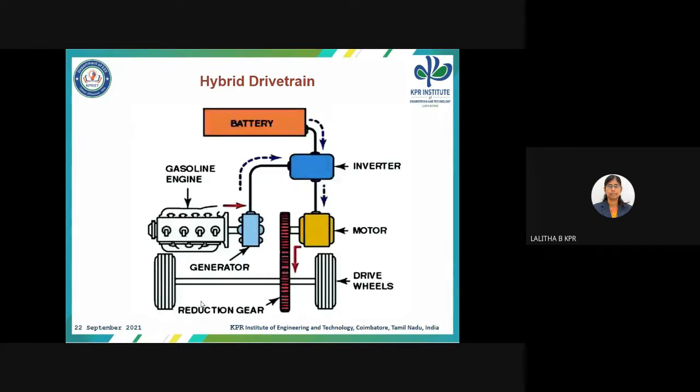Now the series hybrid electric vehicle. In the series hybrid electric vehicle, the motor operates only with the help of the battery. Here the engine and generator are used to generate the power and store it in the battery. So the vehicle is run with the help of the motor only. The electric motor sends the power to the wheels through the power split transmission. The engine and generator carry out the power generation, and it is stored in the battery. So this is the series hybrid electric vehicle.